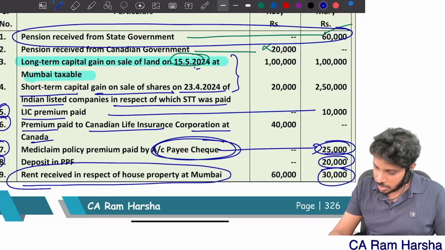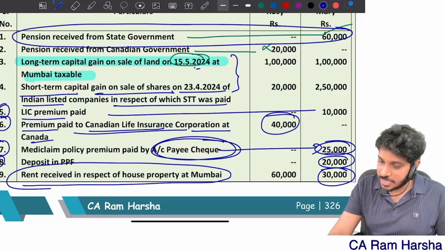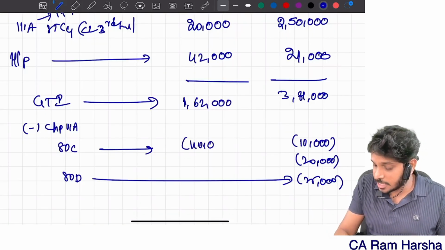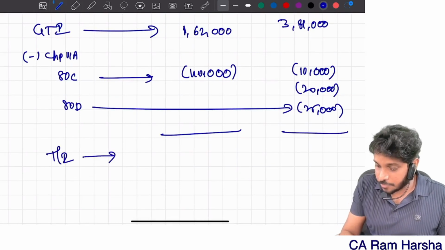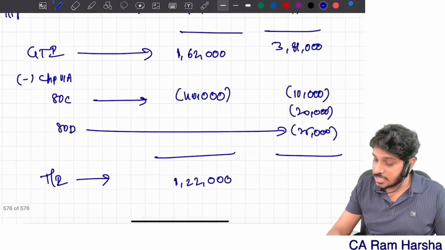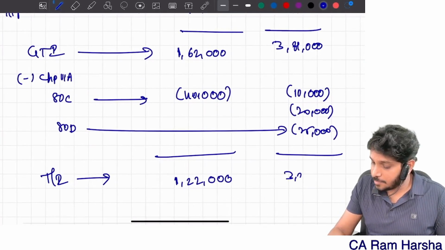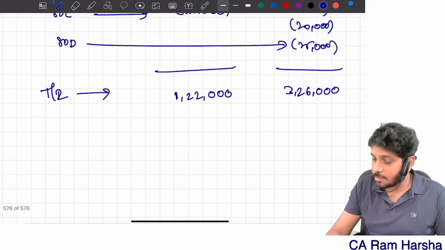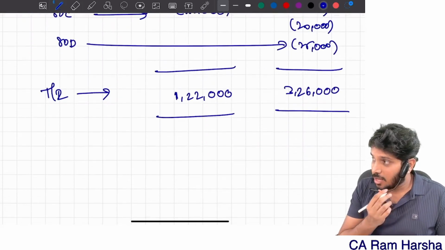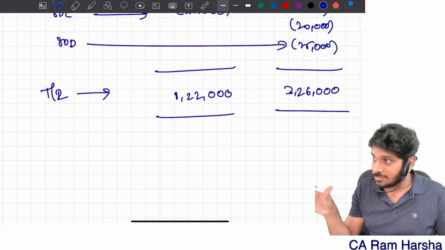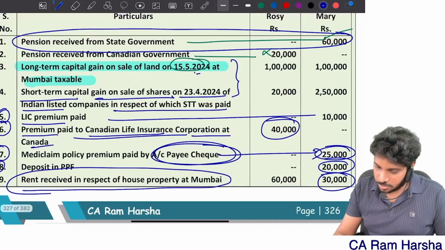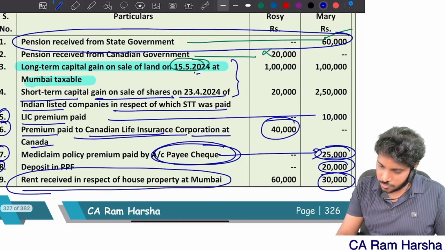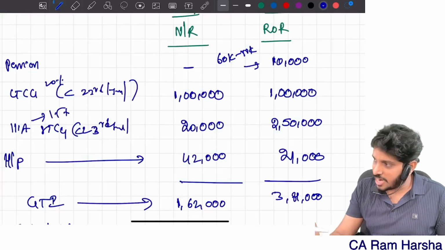Then Rosie, 40,000 she paid for life insurance premium. That she can claim as deduction. Correct? What is the balance, the total income? 1,22,000. 3,81 minus 55 is 3,26. Remember, both of them are normal citizens. Optional tax regime. Yes or no? And long-term capital gain they got, right? Long-term capital gain, that is from sale of land, not an issue. Sale of land means no problem.